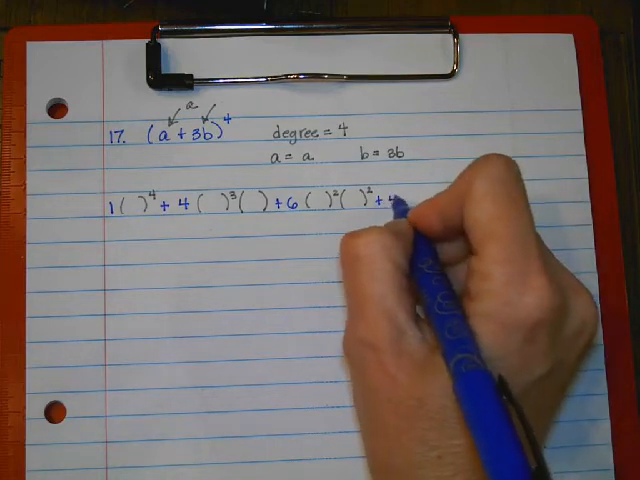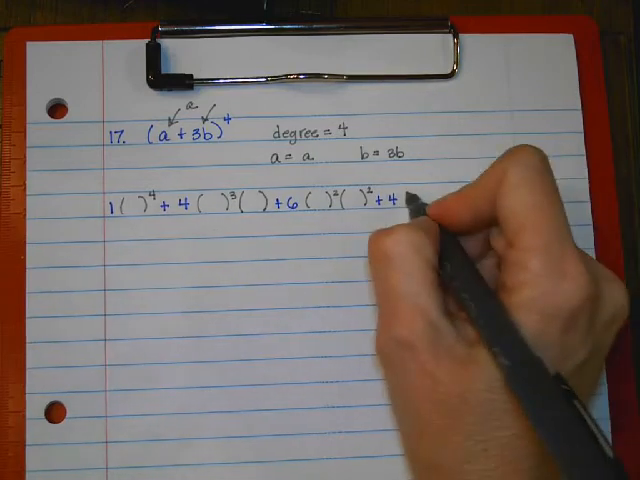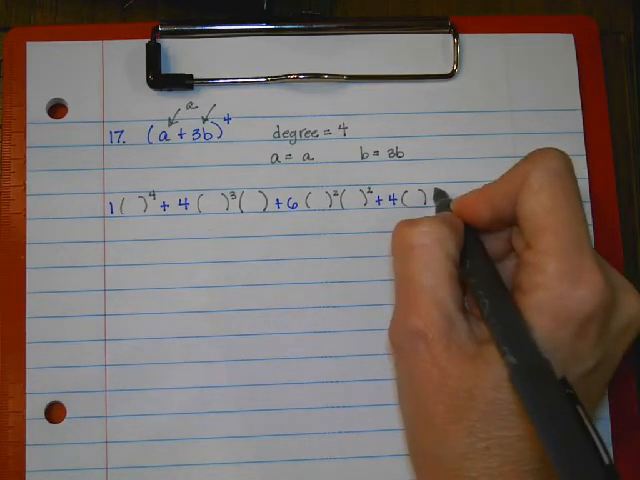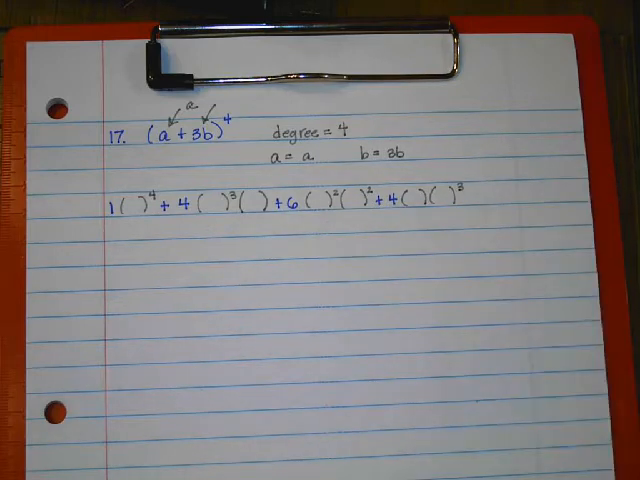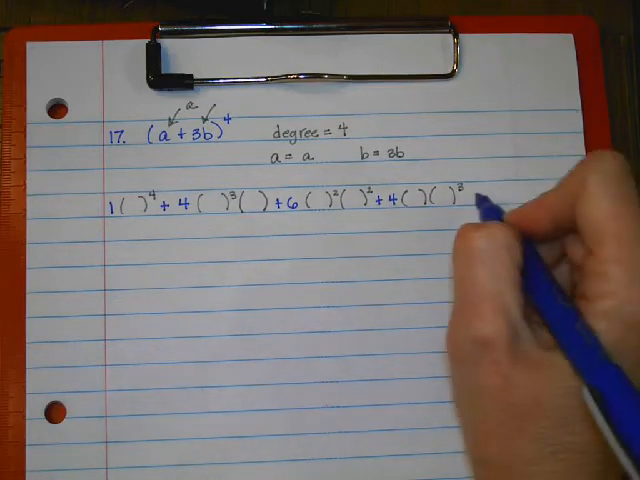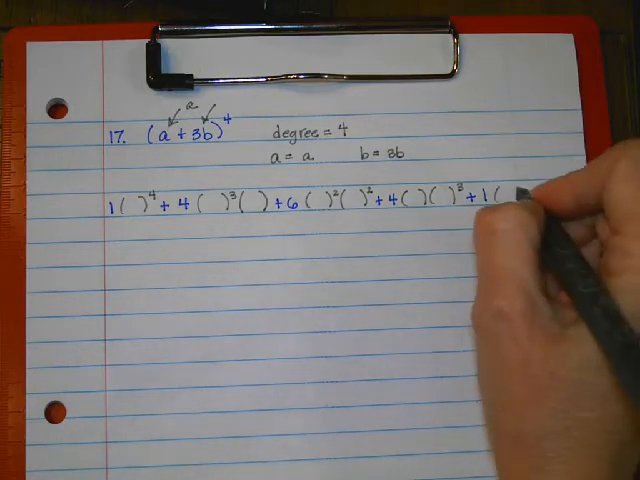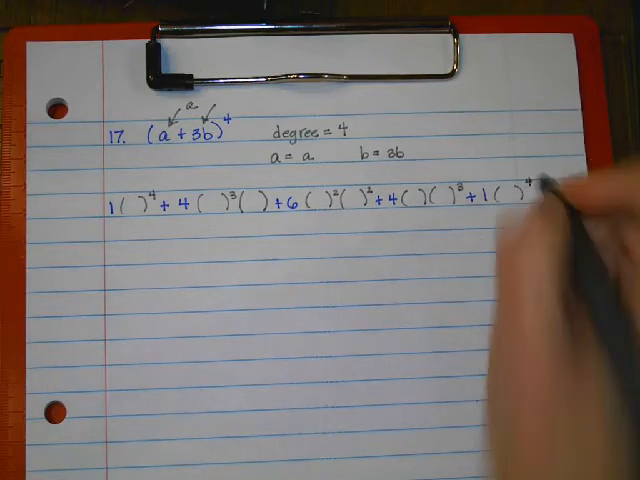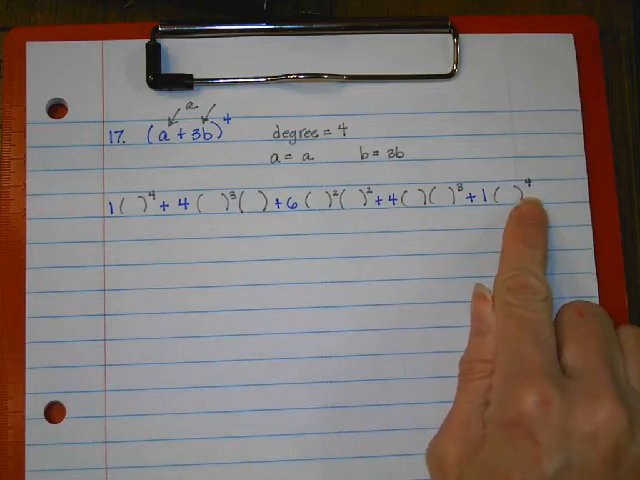All right, then my A value is going to go down to the first power, and my B value is going to come up to the third power. All right, and what is my last coefficient? That is correct, it's a positive 1. All right, so then I don't have an A value, but my B value is raised to the fourth power. So again, I start with the fourth power, and I will end with the fourth power.